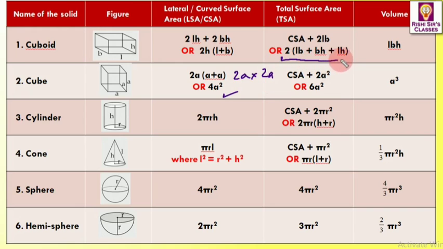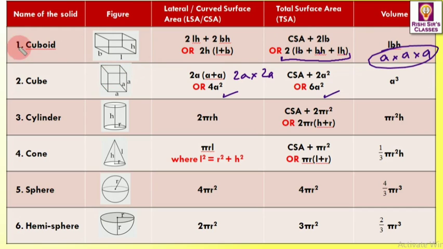Now for 2(LB plus BH plus LH), replace the value of L, B and H with A. A into A becomes A square. So A square plus A square plus A square becomes 3A square. 3A square multiplied by 2 becomes 6A square. In the same manner, A multiplied by A multiplied by A will become A cube. So in this manner we can find out the value of LSA, TSA and volume of a cube.